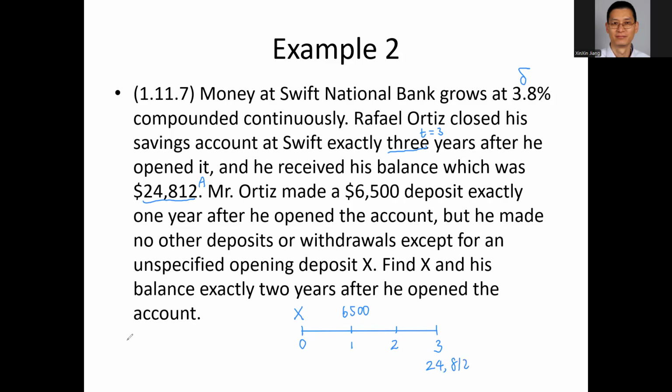So we set up an equation. We have X times e to the delta t, so e to the 0.038, where t is 3 years. So this is the accumulated value of X at time 3. But then you need to work with the deposit, which is $6,500 at the end of the first year.